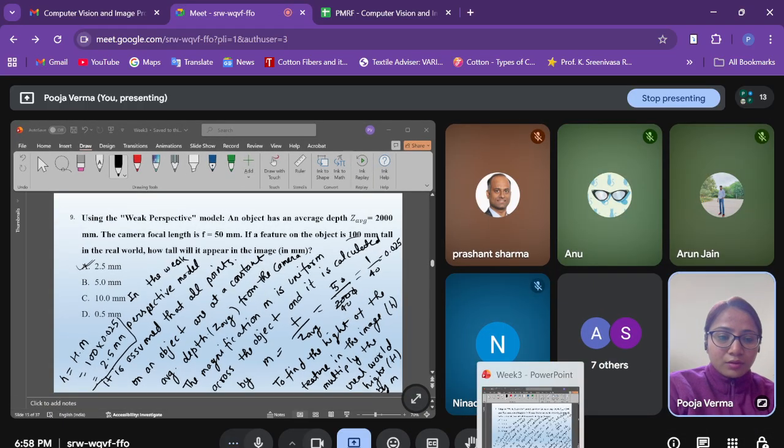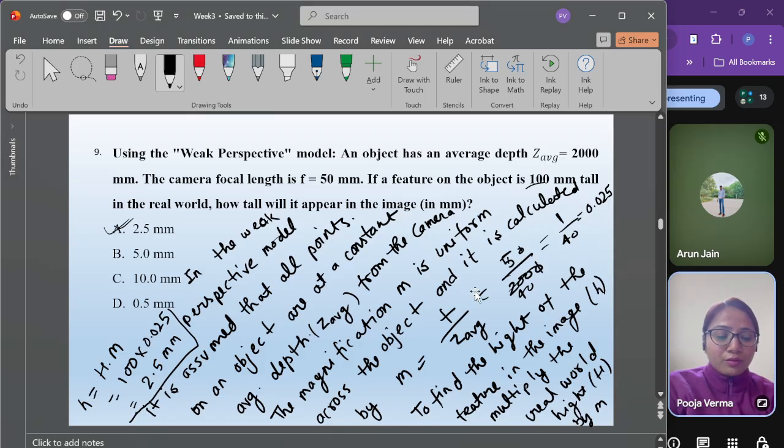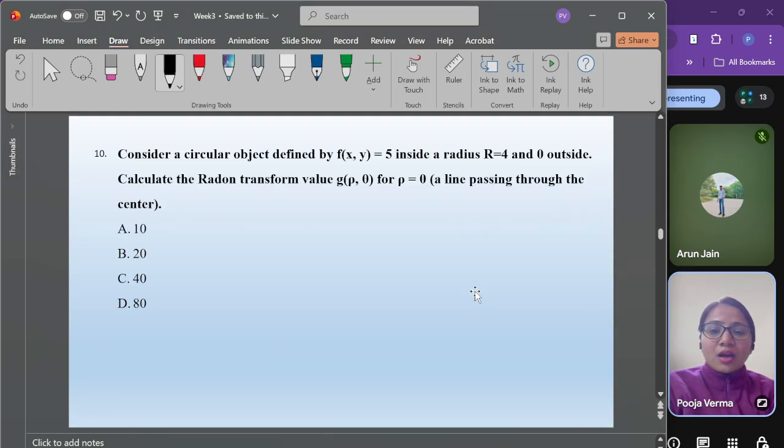Okay. So now moving to our next question. Consider a circular object defined by f(x,y) is 5 inside a radius r equal to 4 and 0 outside. Calculate the Radon transform value, that is g(rho, theta), for rho equal to 0, a line passing through the center.